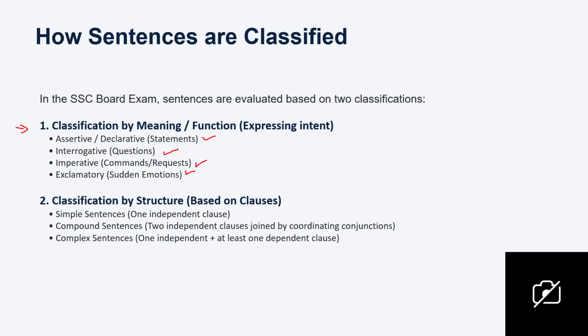Any of these types of sentences or conversions can come in the exam. Then we have classification by structure, that is on the basis of clauses, how many clauses it has and how many independent or dependent clauses it has. A simple sentence will definitely have one independent clause. A compound sentence will have two independent clauses connected by a conjunction. We will discuss which type of conjunction comes under compound sentence. Then we have a complex sentence wherein we have one independent and one dependent clause. Let us go in detail now, discussing these types of sentences.